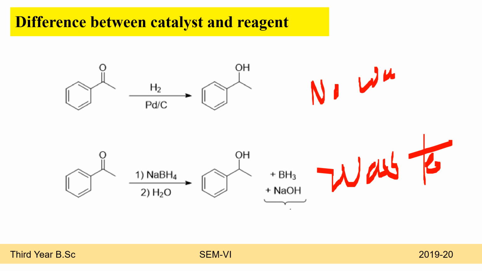So catalysts are always preferred as compared to reagents because they do not create any kind of waste. This is the basic difference. When we use a reagent, it always produces waste, while catalysts do not produce waste. Catalysts can be regenerated in the reaction, while the reagent will never be regenerated in the reaction.